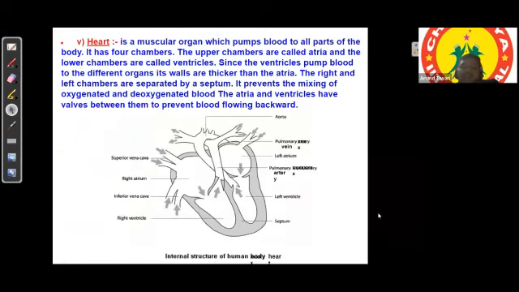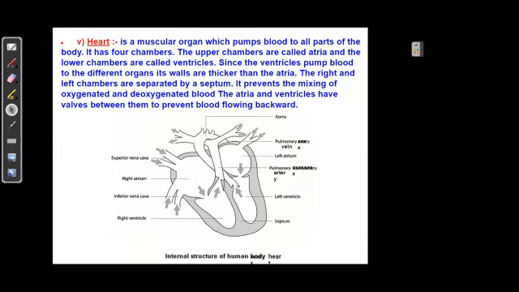Okay. Is there anyone who is not able to draw the diagram of the human heart or finds any difficulty in drawing the diagram? Yes. Is there anyone who finds any difficulty in drawing the diagram of the human heart? I do, sir. Okay.